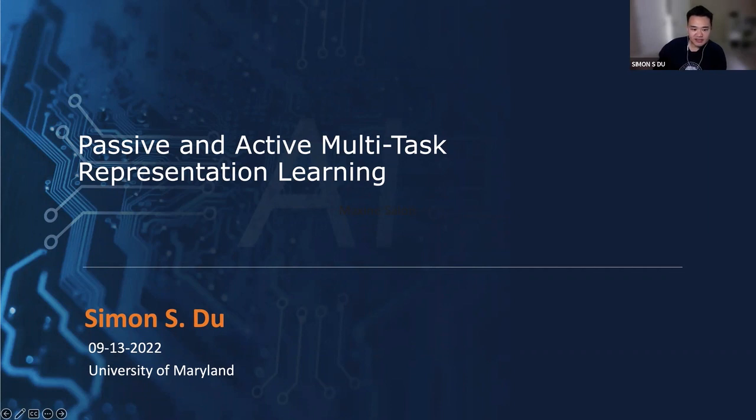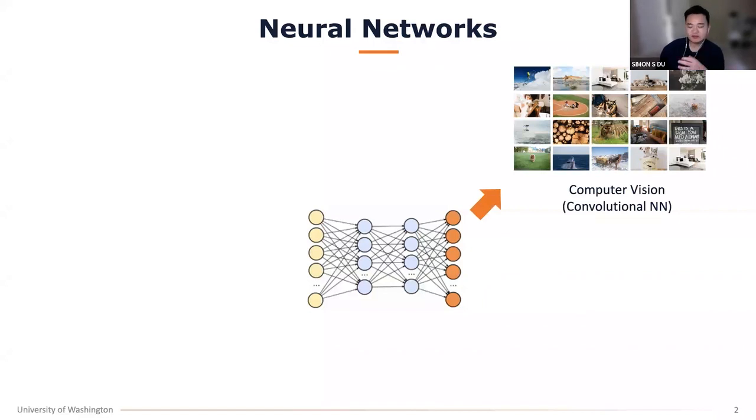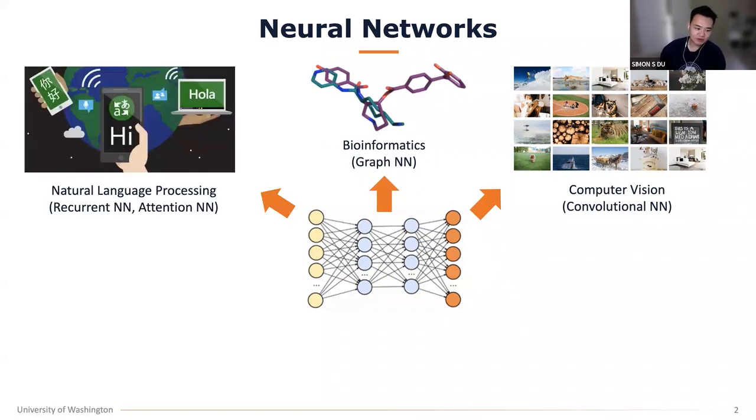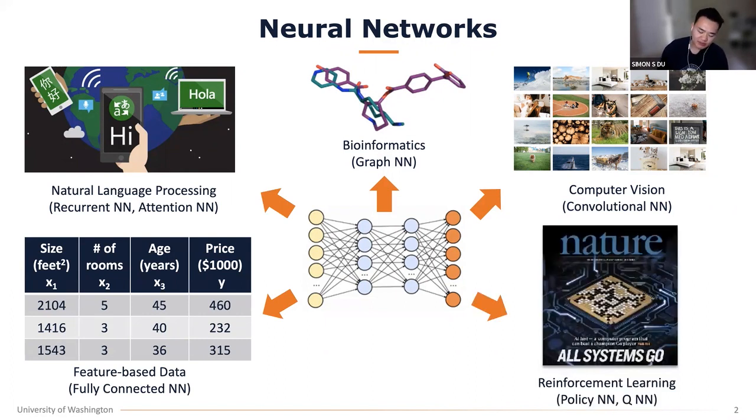Let's get started. Since this is a deep learning course, I don't think I need to motivate neural networks anymore. But generally, deep neural networks have been very successful in many applications with different architectures: computer vision, bioinformatics, where we use some graph neural networks, and natural language processing, where we use RNNs and transformers. Fully connected neural networks are used for general feature-based data. And we use policy networks and Q networks for reinforcement learning.